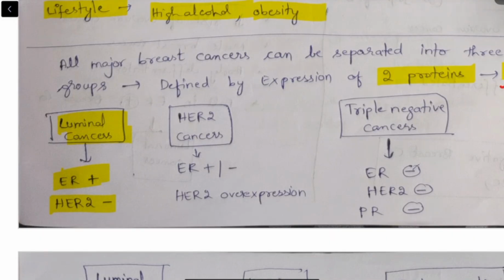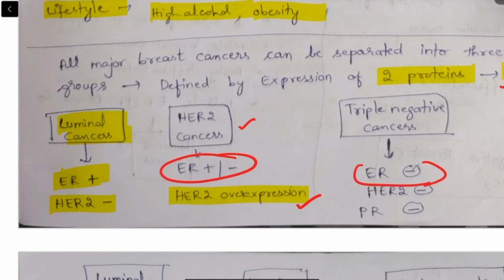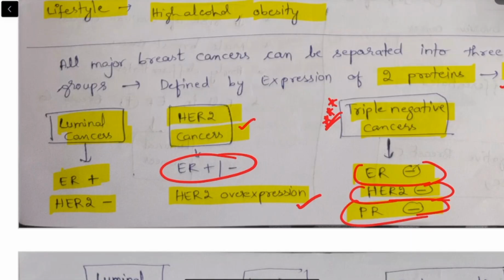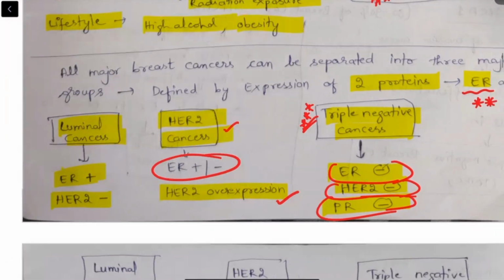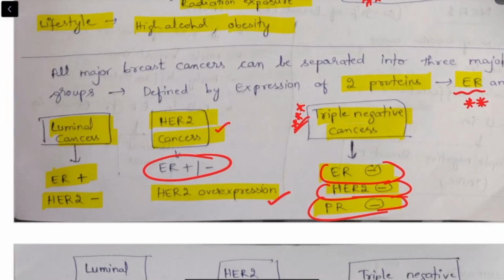HER2 cancers, why do we call them that? Because ER may or may not be there, but HER2 overexpression will be there. So HER2 overexpression with or without ER expression is called HER2 cancer. And if ER is not there and HER2 is also not there, then we will check for one more protein called progesterone receptor, PR. If this is also not there, then all three are negative, so they are called triple negative cancers, and these are the most dangerous, with the poorest prognosis. Based on the molecular basis of classification, we have luminal cancers, HER2 cancers, and triple negative cancers.